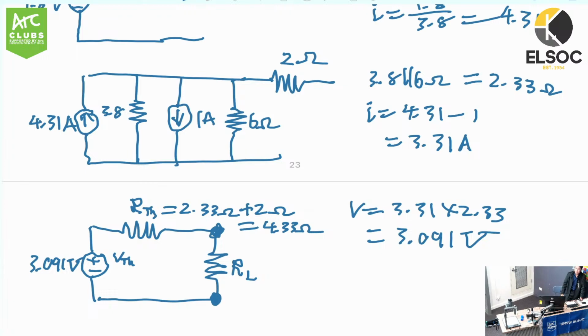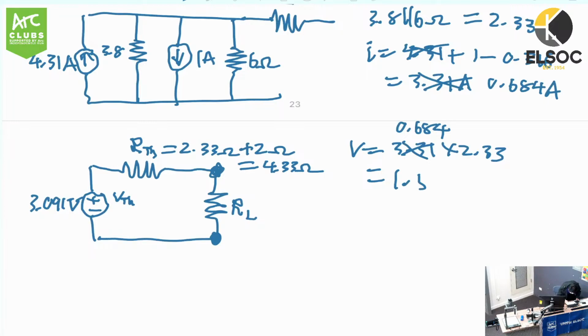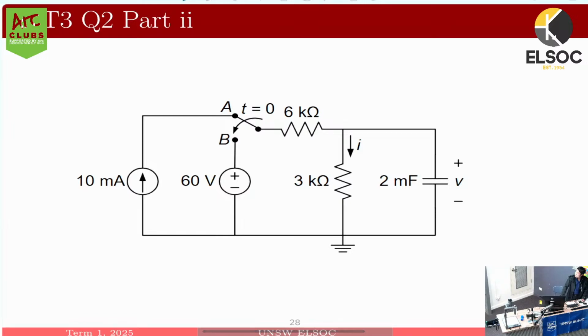Next question. For the current, when you calculated it, how did you get 1.80 over 3.8 equals 4.31? It should be 1.59 in reality. And this is going to be downwards. That should be correct. A question, but it should cover the gist of all capacitor questions.